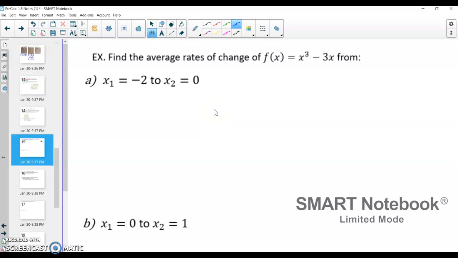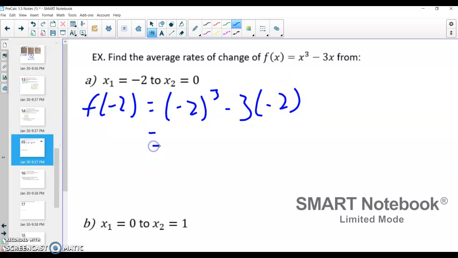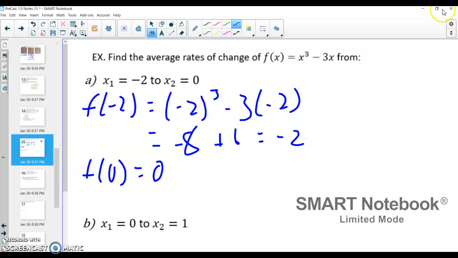So plugging in negative 2, f of negative 2 is negative 2 cubed minus 3 times negative 2. That's going to give me negative 8 plus 6, and that's going to give me negative 2. Plugging in 0, f of 0 is going to give me 0, because 0 cubed is 0 minus 0 is 0.